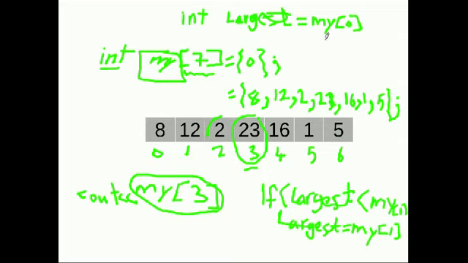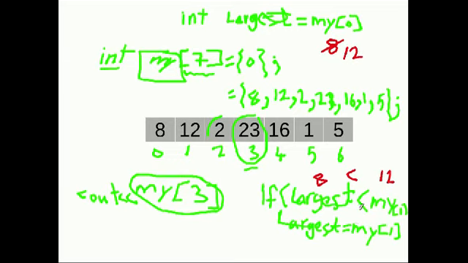We're gonna start with largest as 8. Now we'll check it. 8, is it less than 12? Yes. So what do we do? Set largest to 12. So now largest is 12.